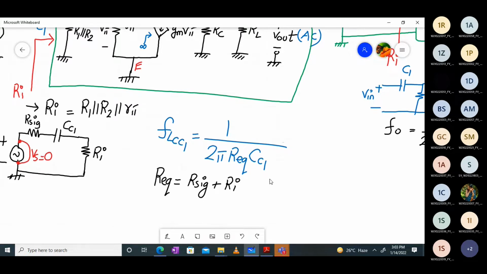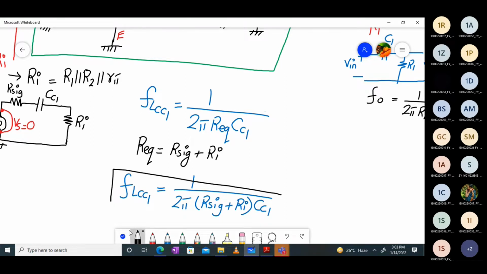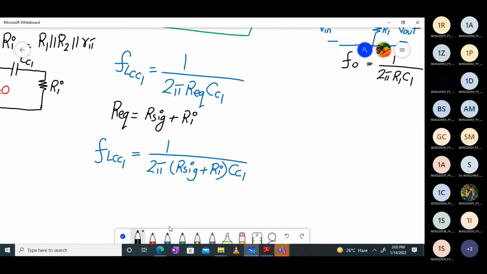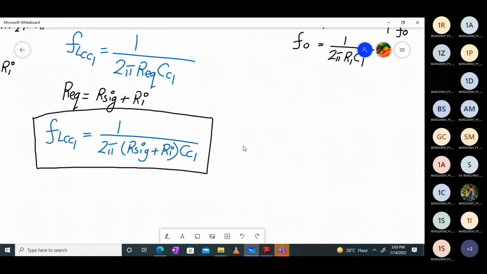So finally, the formula for FL of CC1 will be 1 upon 2 pi into (Rsig plus Ri) into CC1. So that's the formula which you should remember. This is a very important formula which you should know, so please note it down, everyone. Is it clear to you how we have got it?